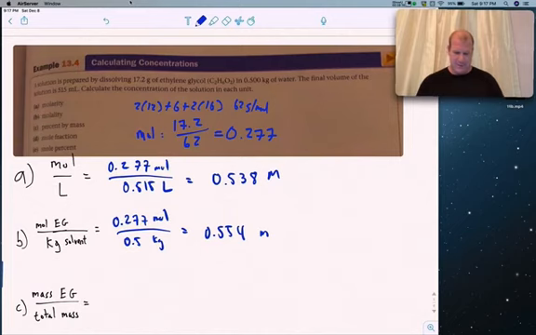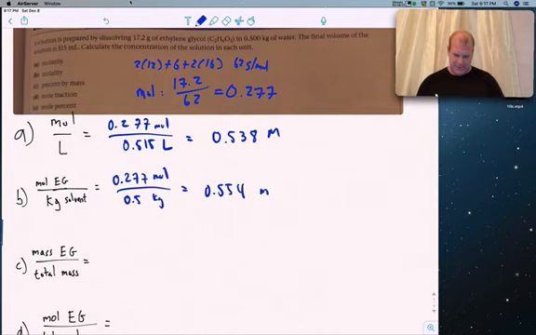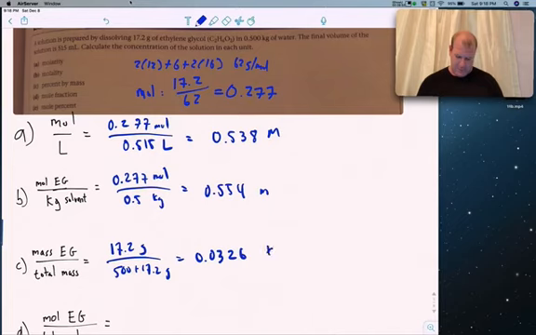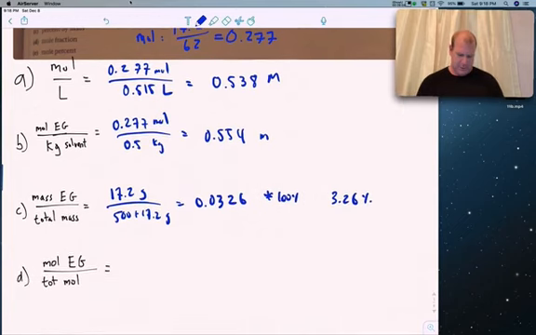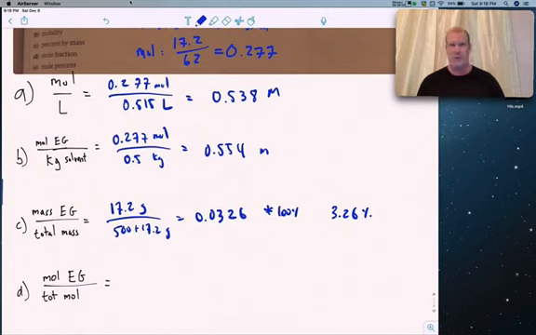And then percent mass. So mass ethylene glycol over total mass. So it's 17.2 grams, and a half a kilogram is 500 grams. So this is 17.2 divided by the quantity 17.2 plus 500. And so percent by mass, this is 0.0326. Then times 100% is going to be 3.26%.